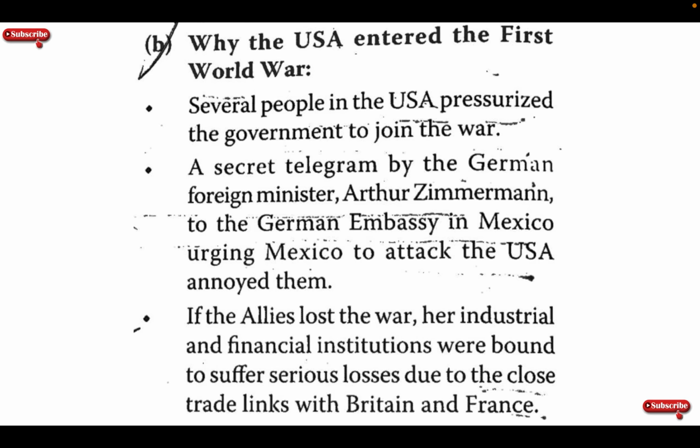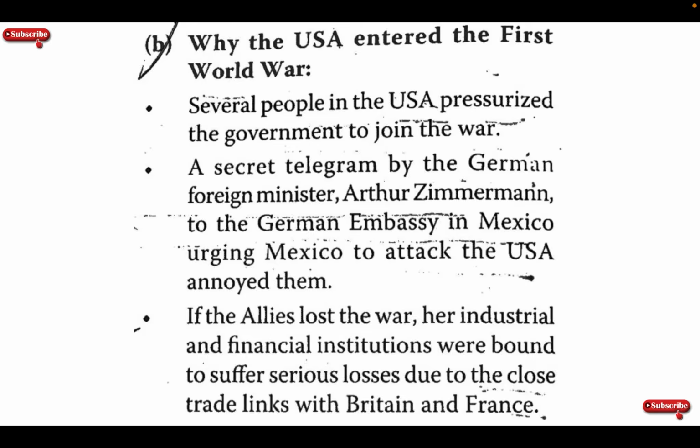B. Why the USA entered the First World War. Several people in the US pressured the government to join the war. A secret telegram by the German Foreign Minister Arthur Zimmermann to the German embassy in Mexico, urging Mexico to attack the US, annoyed them.